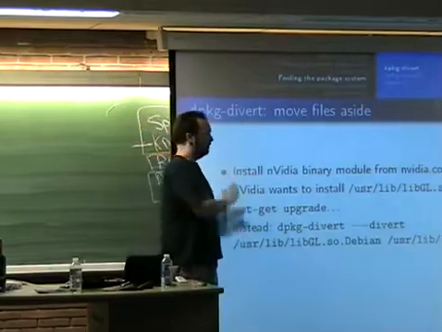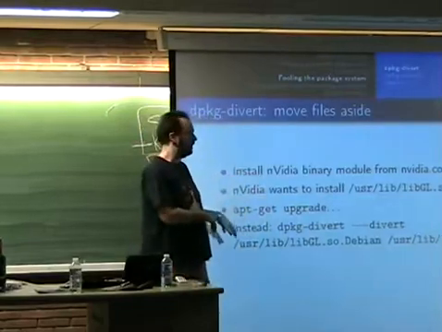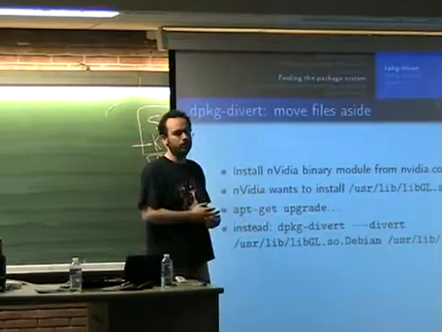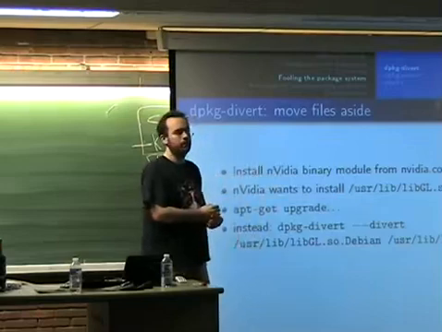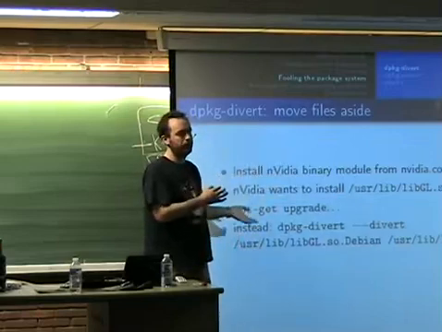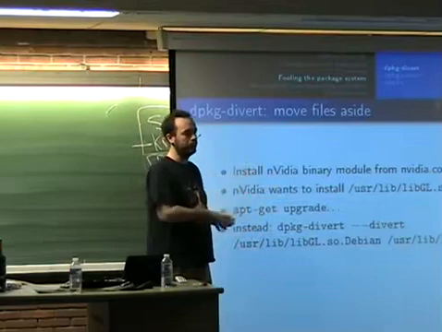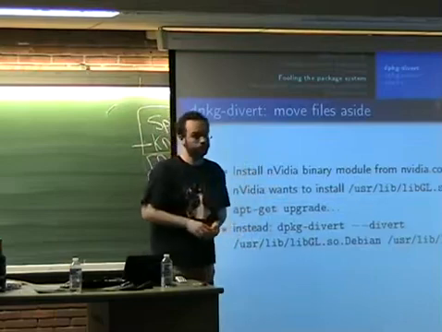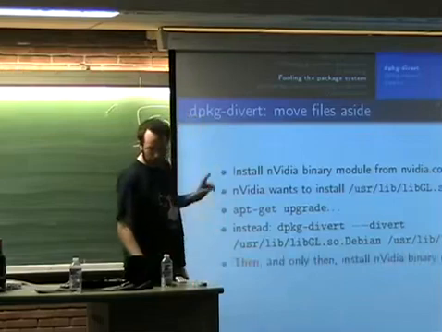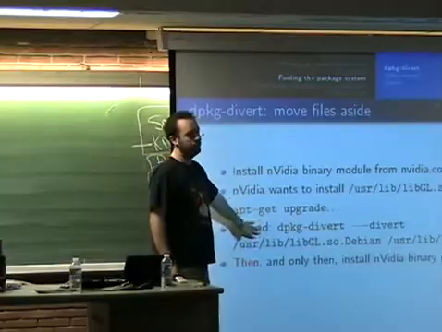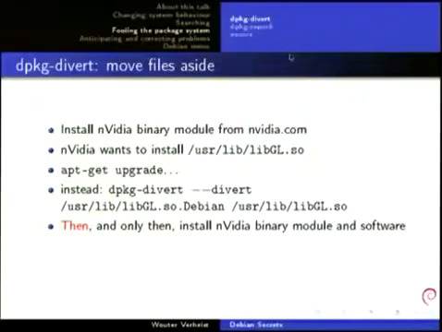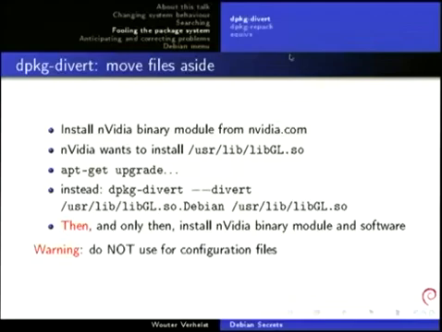Of course, it has some issues. For instance, if some other package then needs to depend on at least a specific version of libgl, then, well, this will still break. But you will not have the problem where upgrading the package removes your binary version. So that can be useful, right? It is important, of course, that when you do this, you first dpkg-divert everything away, and only then install the NVIDIA binary module. Otherwise, this file will be the NVIDIA version rather than the Debian version.